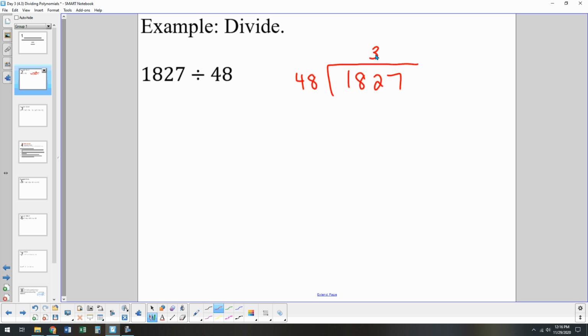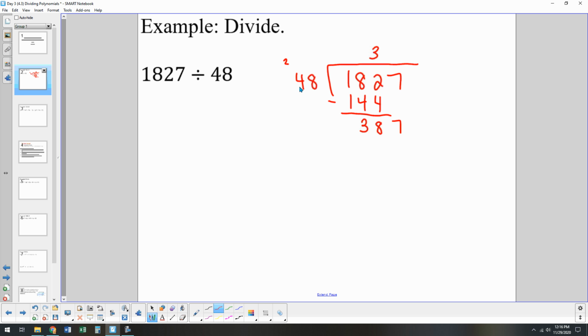And if you recall now, we do 3 times 48 and write that number underneath. So 3 times 8 is 24, carry the 2. 3 times 4 is 12, plus 2 is 14. So now if you remember, we subtract. So 12 minus 4 is 8. This is now a 7. 7 minus 4 is 3. If for some reason this number was bigger than 48, I'd have to go back and change this, right? So now I have 38, and I'm going to bring down the 7.